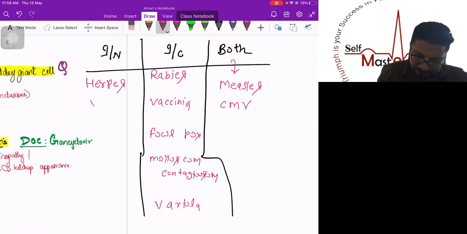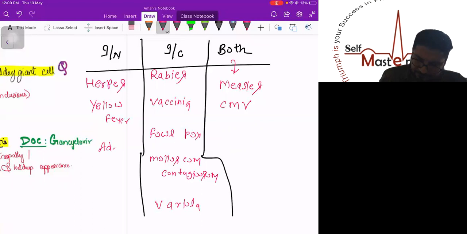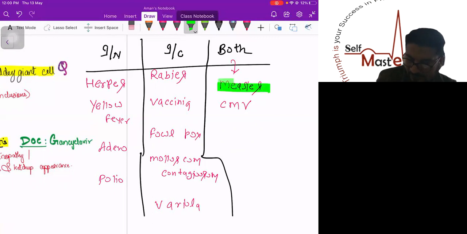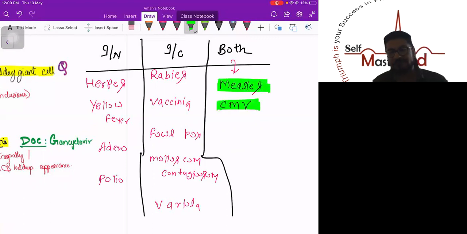If I talk about intranuclear, you will see it in herpes, yellow fever, adenoviruses and poliovirus. So these are the inclusion bodies that they ask in MCQs again and again. You know already in measles you will see Warthin, Finkeldey, Dawson. In CMV you will see all five inclusion bodies.